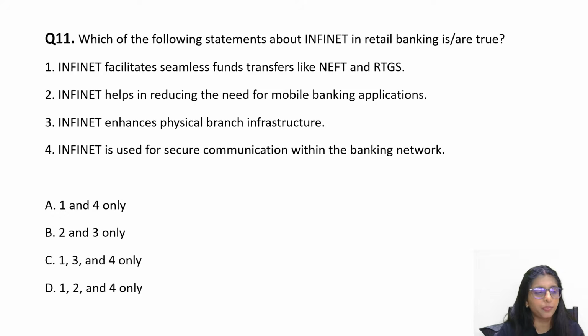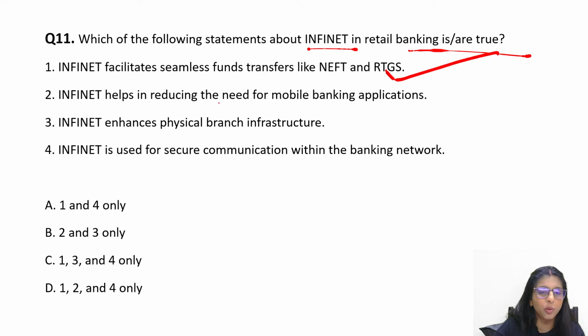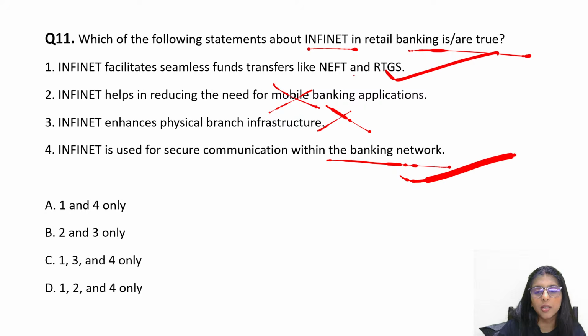Next question. Which of the following statements about INFINET in retail banking are true? INFINET facilitates seamless fund transfer like NEFT and RTGS. Yes. INFINET helps reduce the need for mobile banking applications. No, it happens through mobile banking applications, so how can it reduce? It's incorrect. INFINET enhances physical branch interference. No, it reduces the physical branch interference. Incorrect. INFINET is used to secure communication within banking networks. Correct. So options 1 and 4 are correct. That is A, the right answer.